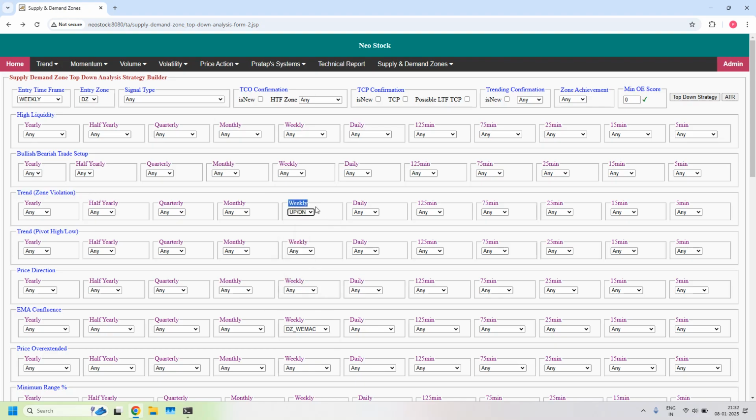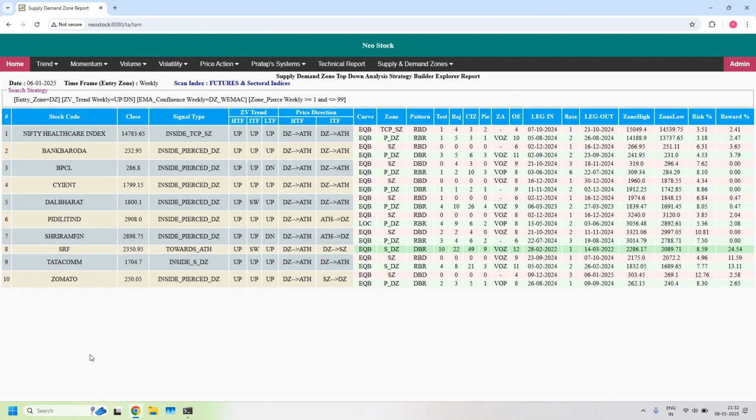It can be up or down. Let's filter. So now the list has come down to 10. From 44, the list has come down to 10. Only these 10 pierced demand zones are having weekly EMA Confluence.